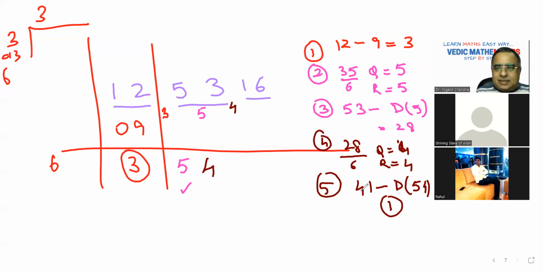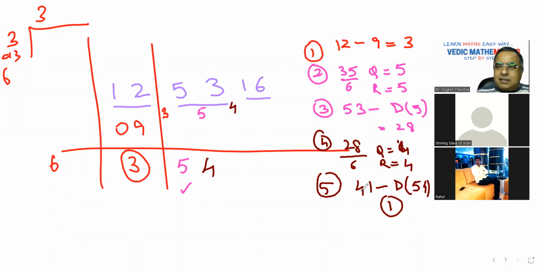Sir, can I ask one question? The duplex of 5, and in the third step, how did you get 28? 53 minus 25. What is the duplex of 5?